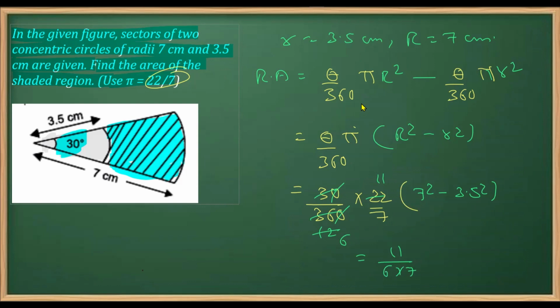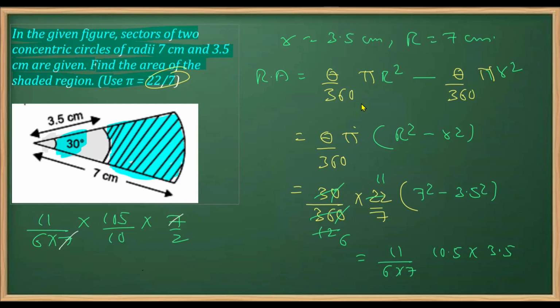Now here, instead of finding the squares, I'll go for the identity: a square minus b square is a plus b into a minus b. So a plus b is 10.5, multiplied by a minus b, which is 3.5. Now, the remaining part of the working I'll do here. This is 11 multiplied by 6 into 7. 10.5 can be written as 105 over 10, and 3.5 is 7 over 2.